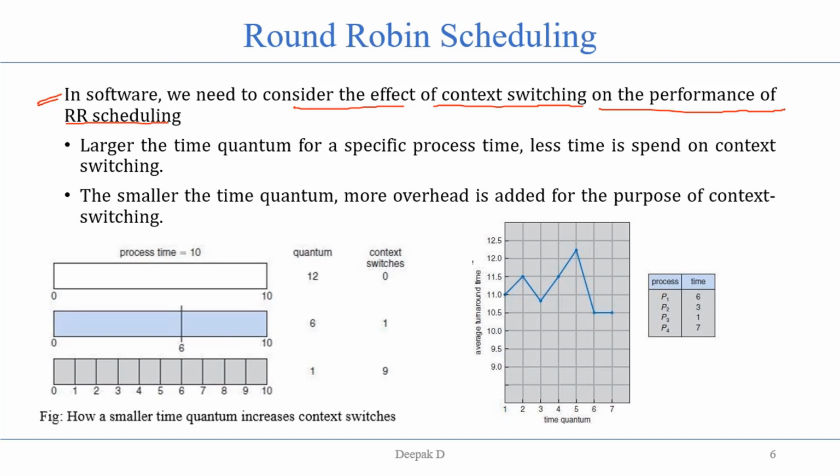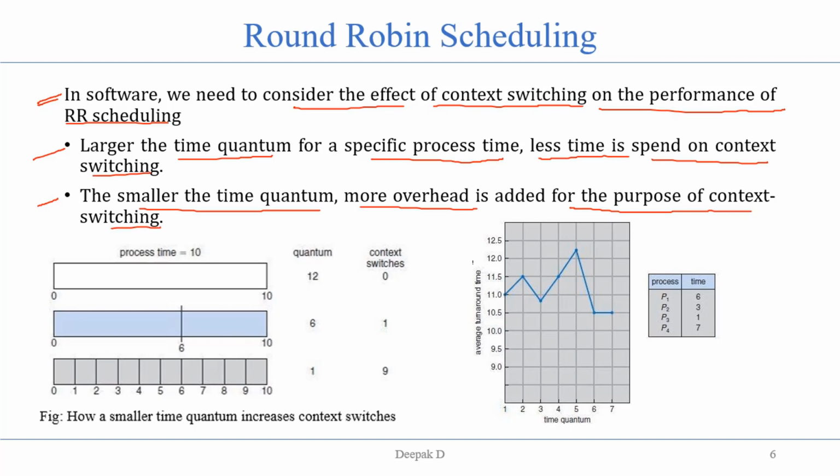And also, in simple terms, we can call it loading and unloading the process from the running state to the ready state. So when you have a larger time quantum for a specific process time, then we need less time spent on context switching. But when a smaller time quantum is given, then more overhead is added only for the purpose of context switching. You can see this in this diagram.